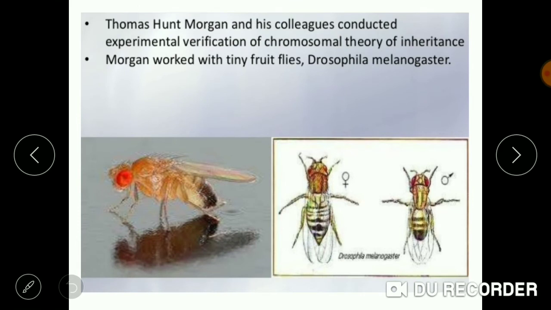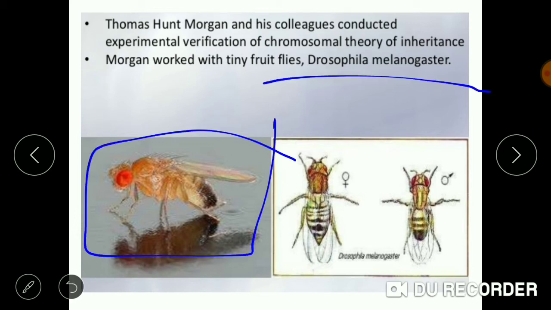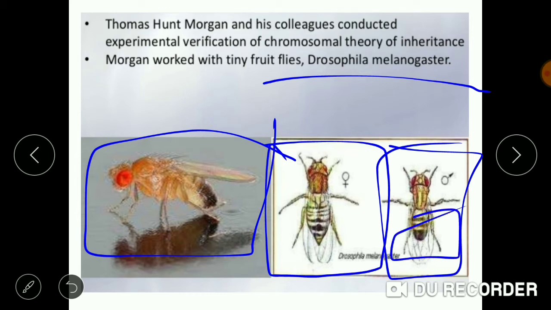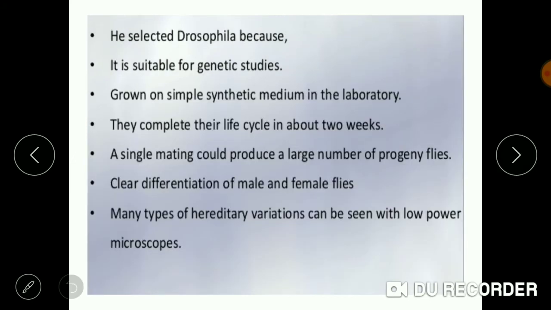Now, Thomas Hunt Morgan and his colleagues conducted experimental verification of the chromosomal theory of inheritance. Morgan worked on tiny fruit flies known as Drosophila melanogaster. This is the picture of Drosophila shown over here. This is how the female Drosophila looks. This is how the male Drosophila looks. The male Drosophila is smaller in size and the abdomen is also very small as compared to the female.